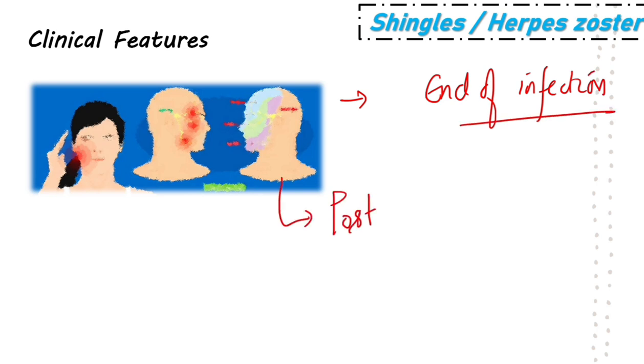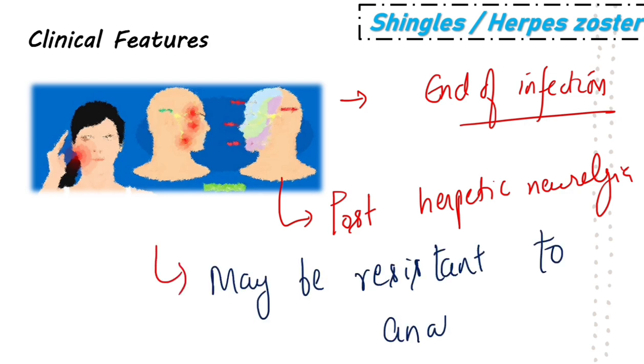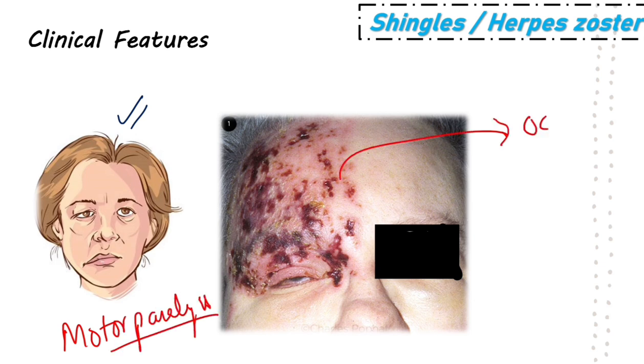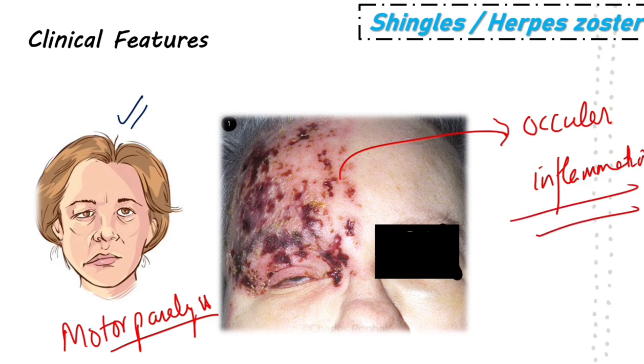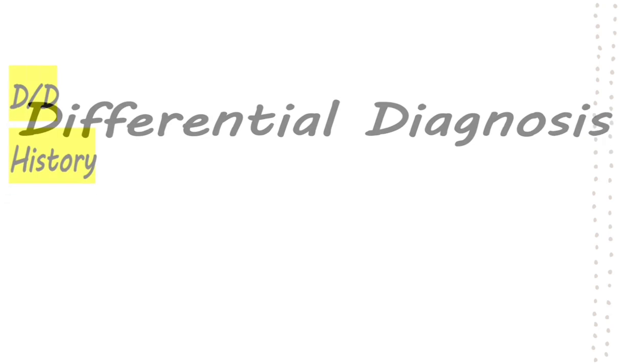Finally, the complications of herpes zoster can include secondary infection of the ulcers, post-herpetic neuralgia, which may be resistant to painkillers. Motor paralysis can occur. Ocular inflammation can occur, particularly when the ophthalmic division of the trigeminal nerve gets affected by the herpes zoster virus.